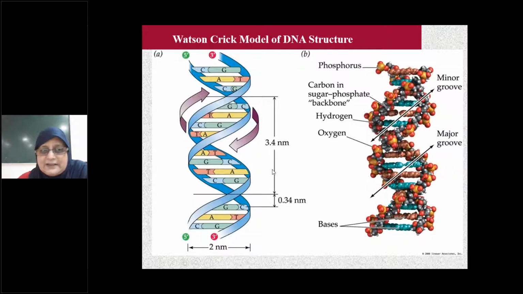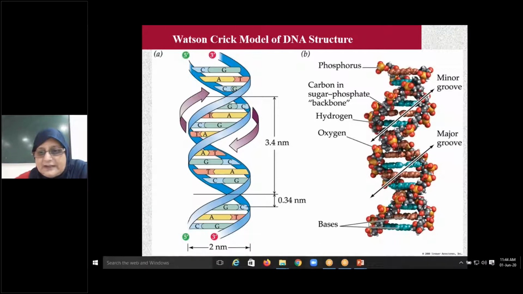And this helical structure has two anti-parallel strands. One is in the 5' to 3' direction, and the other is in the 3' to 5' direction. The DNA helix also has two grooves, a major groove and a minor groove. The importance of the major and minor grooves is that it is here that the proteins interact with the bases. Some of the bases get exposed at these grooves, so proteins will interact in these grooves with the bases.